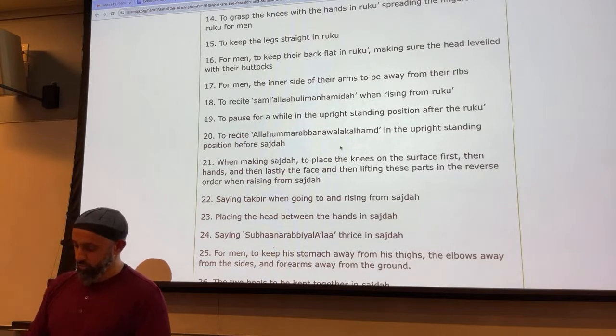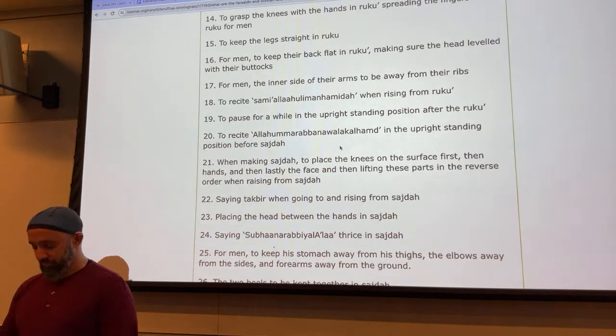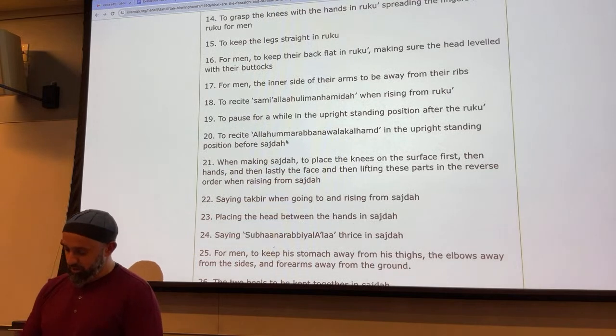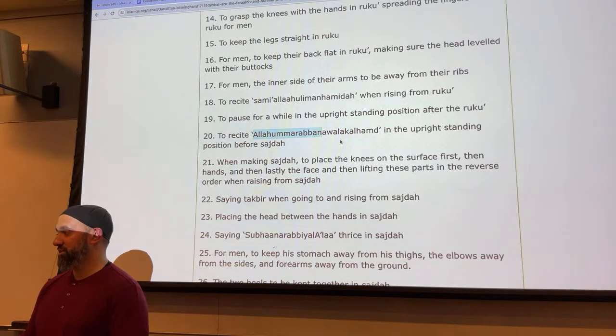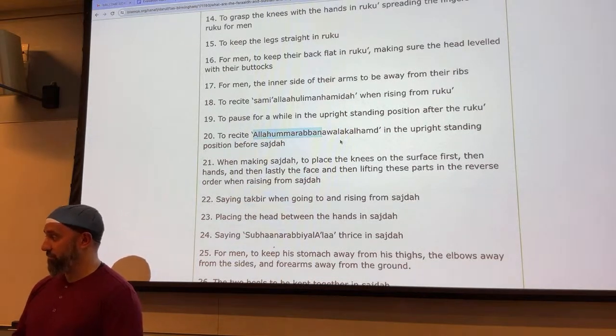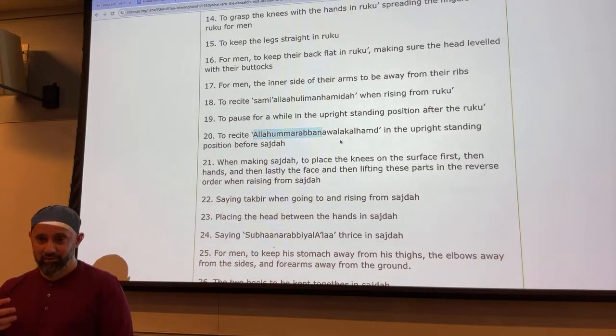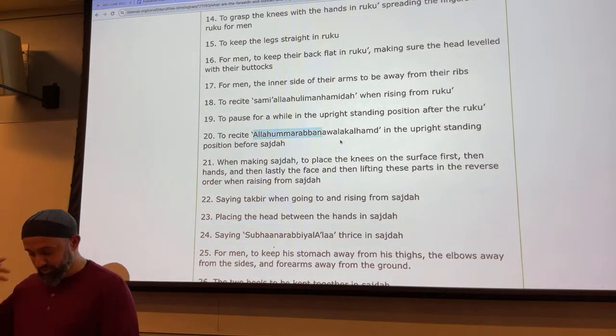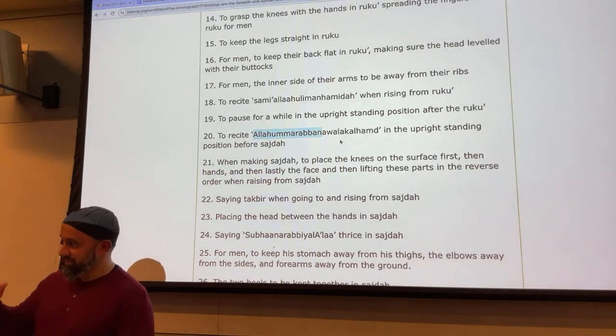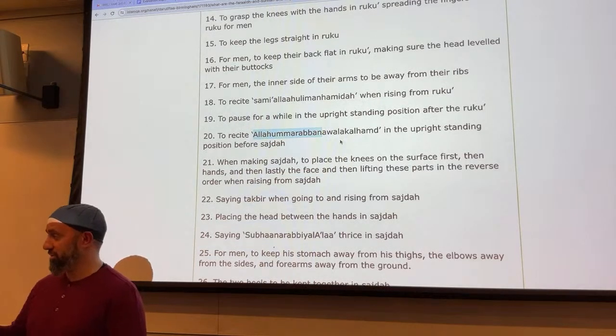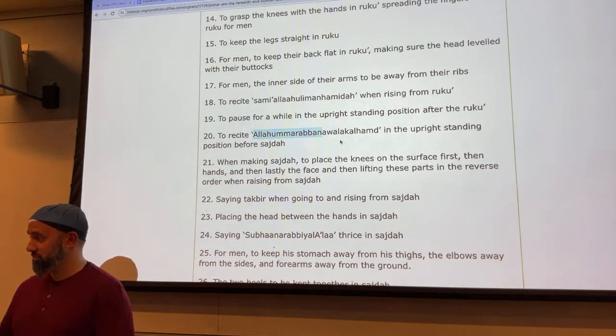Okay. So you're now in this place where you're standing, and you're going to recite another invocation that has some different variations to it. So this says, Allahumma Rabbana wa lakal hamd. Some people will say just Rabbana lakal hamd, and some people will say Rabbana wa lakal hamd. This is also said silently, though you might hear some people say it loudly. But the idea again is that there are invocations in the various postures as you're moving through them.